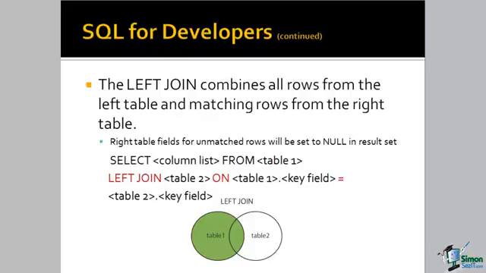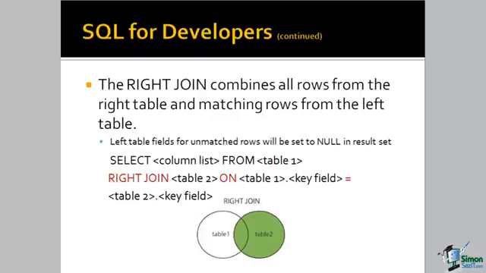The important point about a left join is that it will return all of the data from the left table, whether or not there is a match in the right table. You will get all of the data from the left table, and any unmatched fields from the right table will be marked as null. The complement to the left join is the right join.